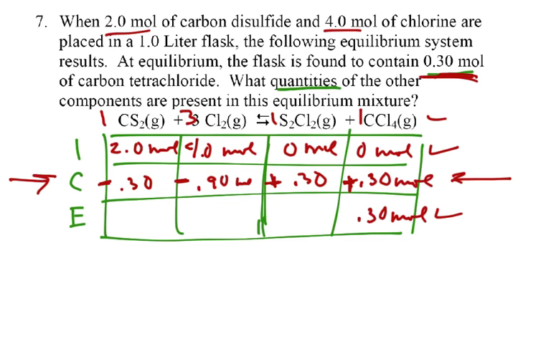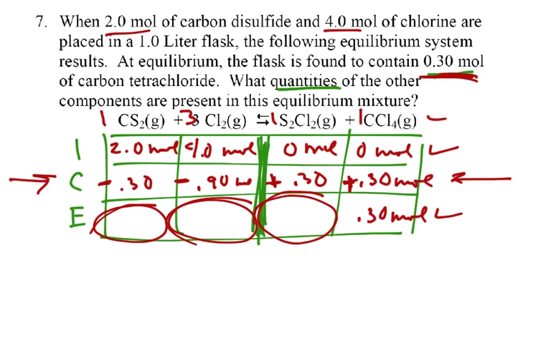And that's why when I draw this, I try to draw a double line under my double arrow to remind me that one side we're going to have positive change, the other side will be negative change. So we go back now and say if I started with 2, I used up 0.3, you can tell me this value. If I started with 4 and I used up 0.9, you can tell me that value. And if I started with 0 and I made 0.3, you can tell me that value. And those are my 3 answers for my problem.